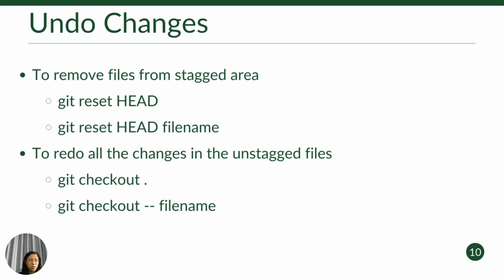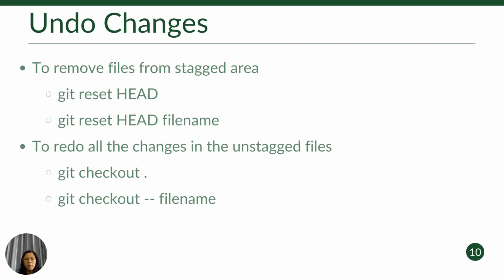Most of the time on the computer, you use Control Z to undo. We type something and then we want to undo it. Similarly, in the Git version control system, you can undo the changes. To remove files from the stage area, you can use reset. Or if you haven't put them in the stage area, you can use checkout. Checkout dot will discard everything you have changed, or checkout -- file name will remove the changes you made in that particular file.